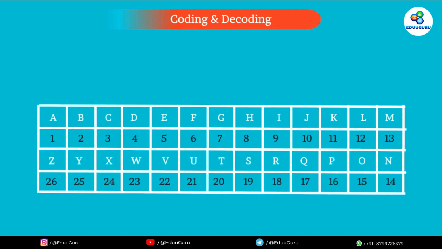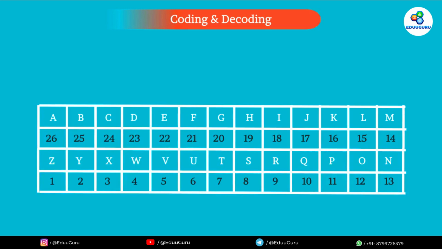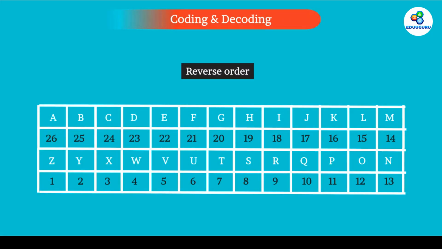Now let us see the positional values of letters in the English alphabet. Here the numbering starts from the left hand, which is called forward order. Now let's see the positional values of letters in the English alphabet again. Here the numbering starts from the right hand, which is called reverse order.